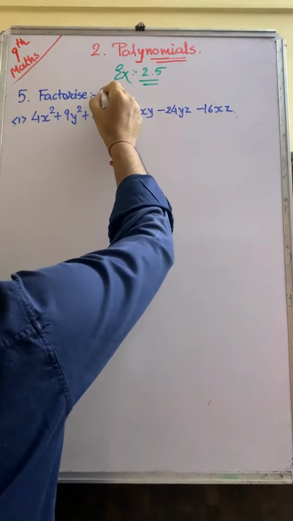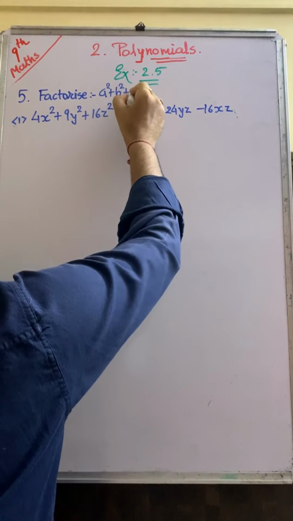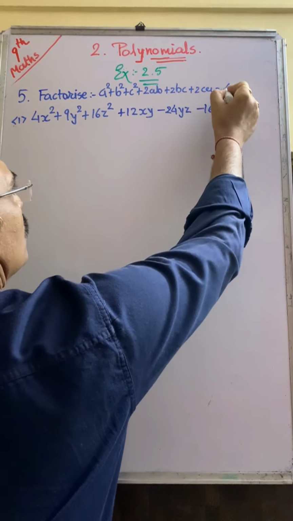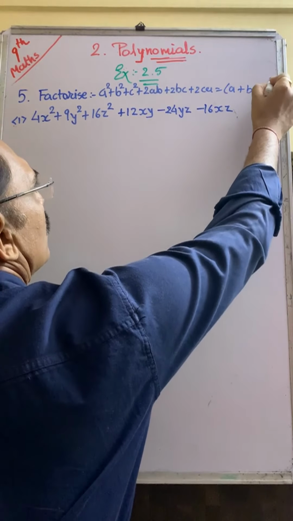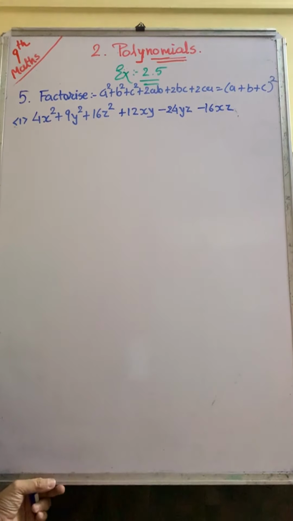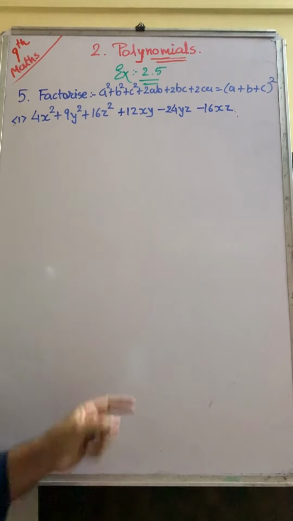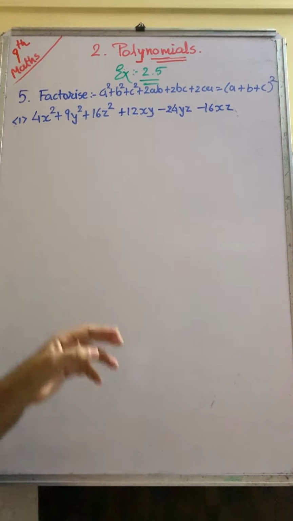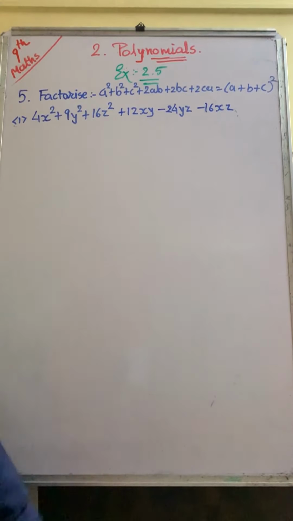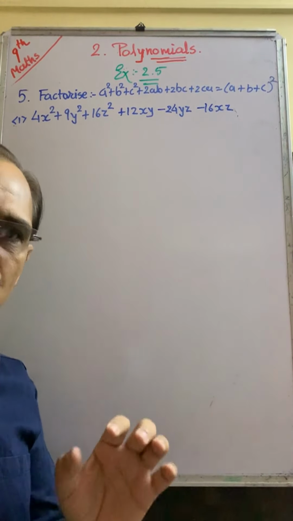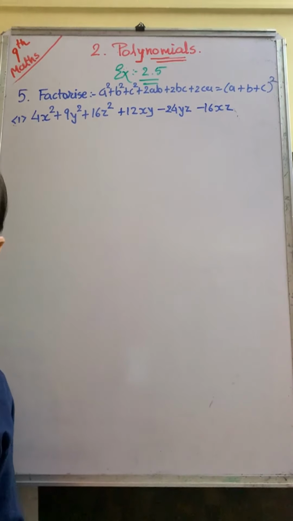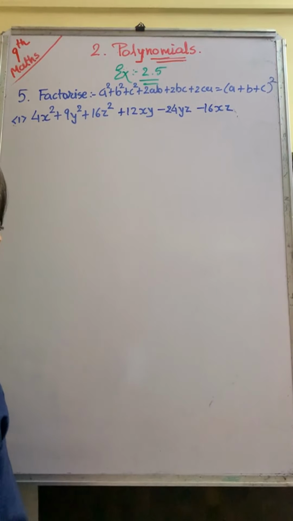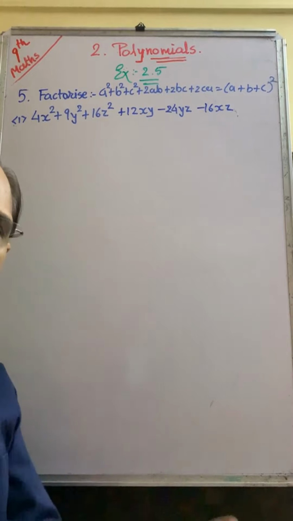See, our formula is a square plus b square plus c square plus 2ab plus 2bc plus 2ca equals a plus b plus c the whole square. Is it okay? But now please be alert, because a square, b square, c square are always positive. So our first three terms remain always positive. So you have to see the last three terms. Out of the last three terms, find out the positive term.